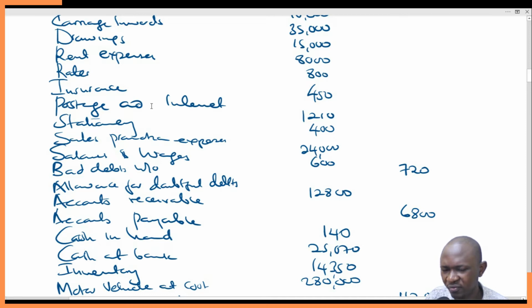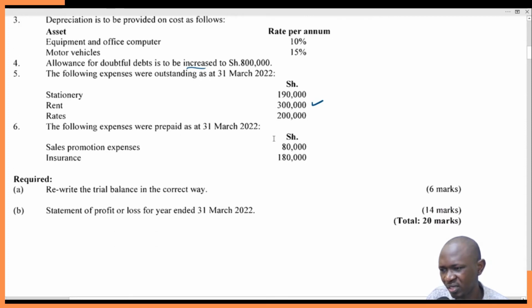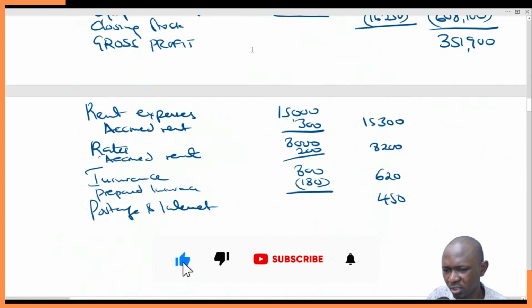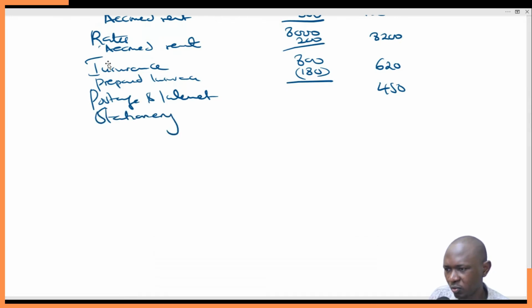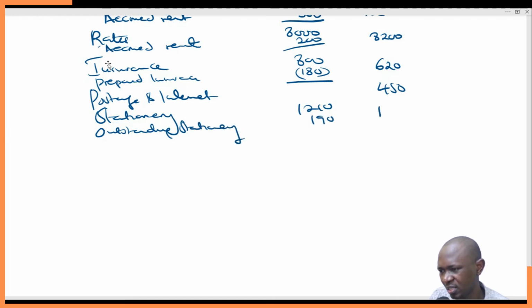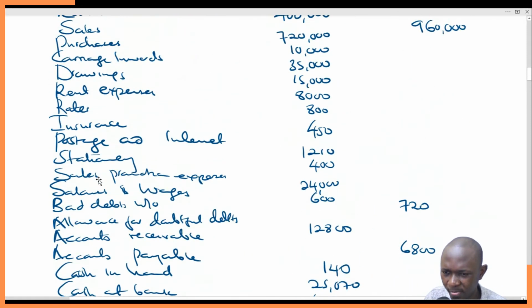Then stationery 1210, there was some working on stationery. Stationery 1210 plus 190 because this is outstanding. So again here we'll come back and do our stationery 1210. Outstanding stationery: we have not paid, but we are supposed to have paid 190. So this gives us 1,400. Then we continue with our journey. We are moving on well.